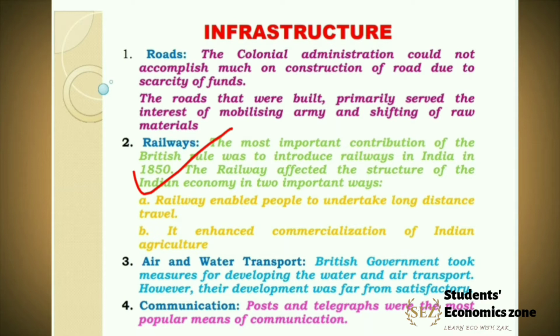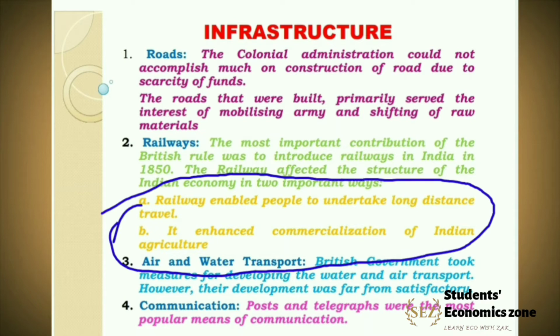The railway affected the structure of the Indian economy in two important ways. First, railways enabled people to undertake long distance travel. Second, it enhanced commercialization of Indian agriculture. So the question is, how did it enhance commercialization of Indian agriculture?